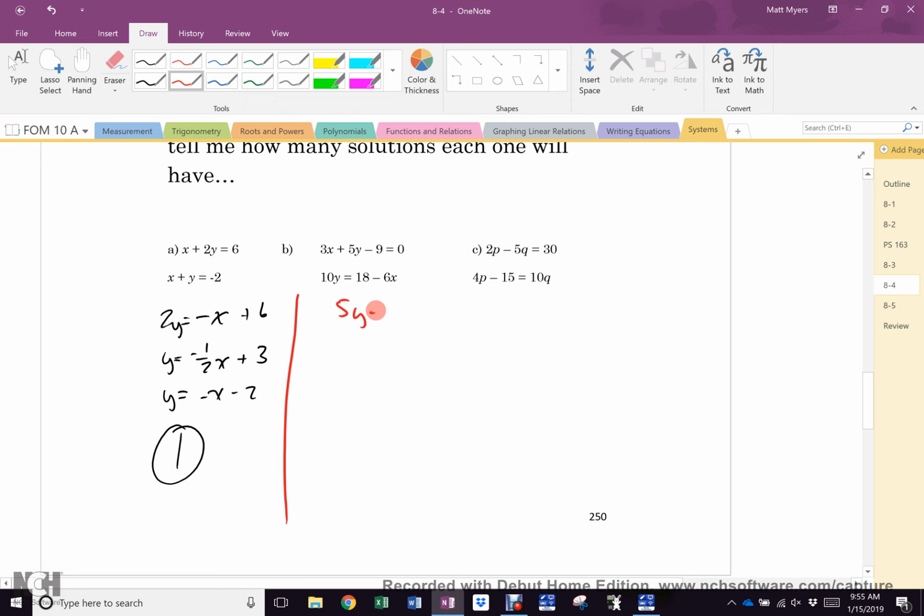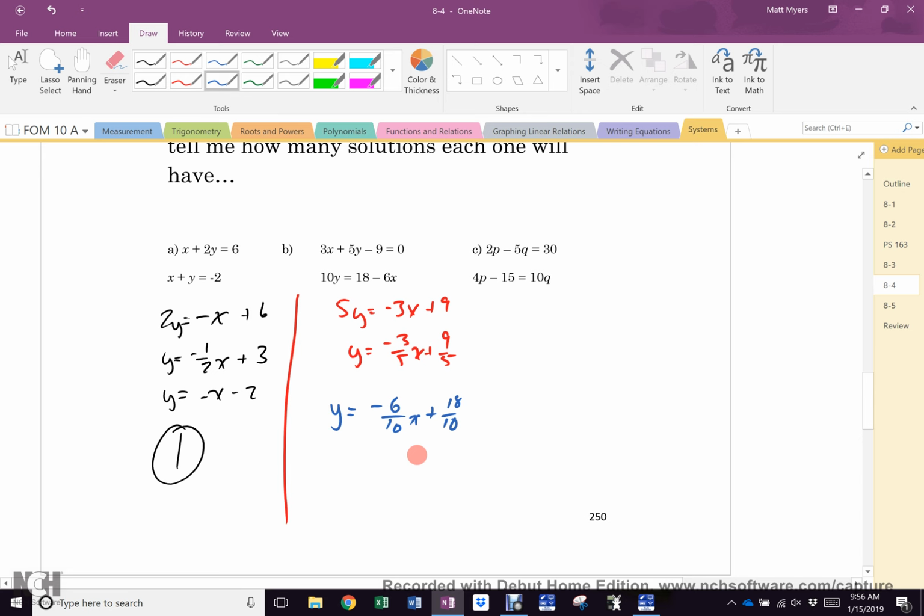5y equals negative 3x plus 9. Y equals negative 3/5 x plus 9/5. Y is already isolated. Y equals, double check your order, -6/10 x plus 18/10.